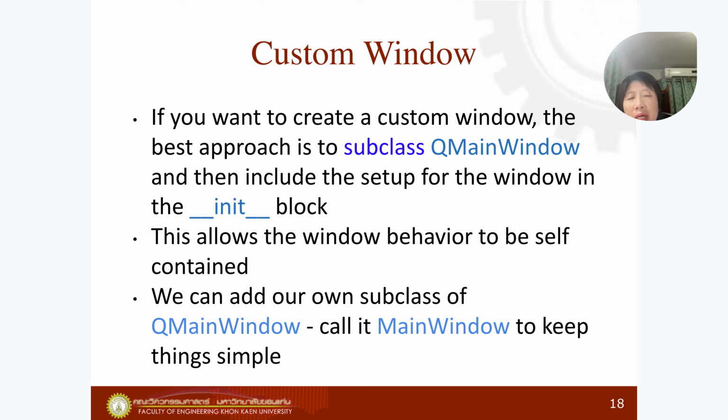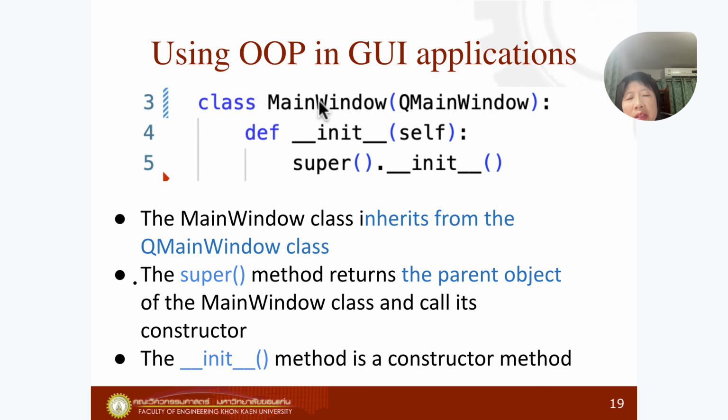And if we want to create a custom window, the best approach is to create a subclass of QMainWindow, and then include the setup for the window in the init block. And this allows the window behavior to be self-contained. We can add our own subclass of QMainWindow, call it MainWindow, to keep things simple. Here we create a subclass of QMainWindow with MainWindow. And in the init method, we use the concept of object-oriented programming that we have learned previously by calling the init of the superclass, right? And the superclass here is QMainWindow.